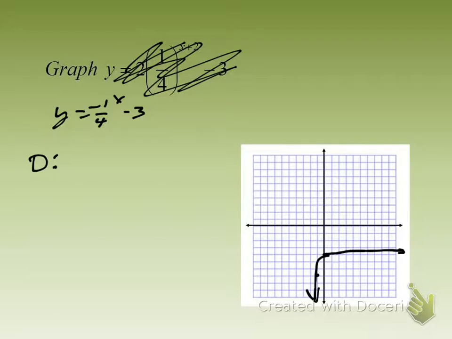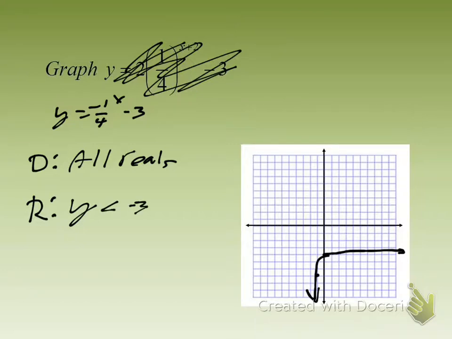Okay, once again, make sure you do your domain and range. Domain, surprise, surprise: all reals. And what's your range this time? Y is less than -3, because you approach -3 from the bottom, and then you go down. So this is where your sign flips. That's where your sign flips.